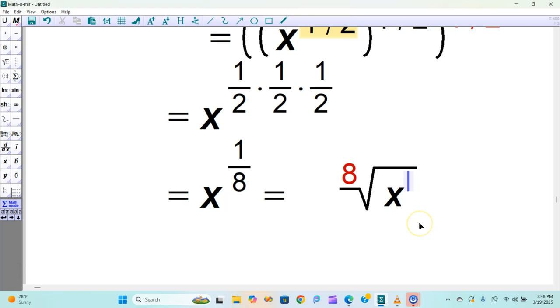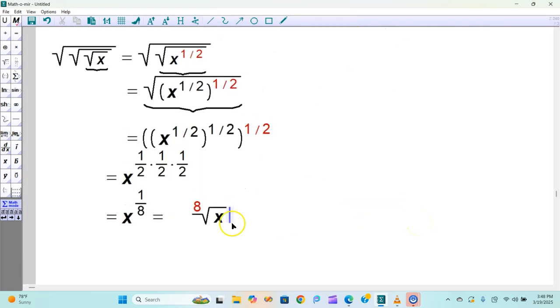But nobody writes the ones, so we just write this. The 8th root of x is what the square root of the square root of the square root of x is. The 8th root of x.